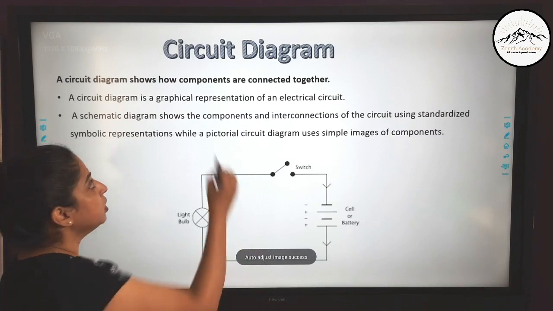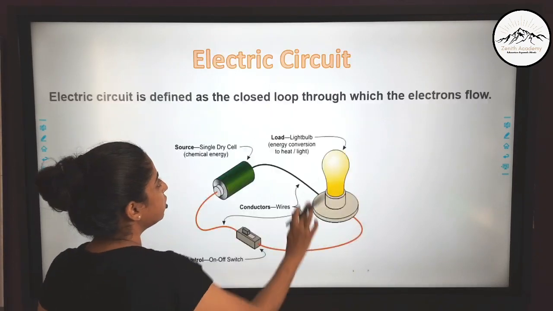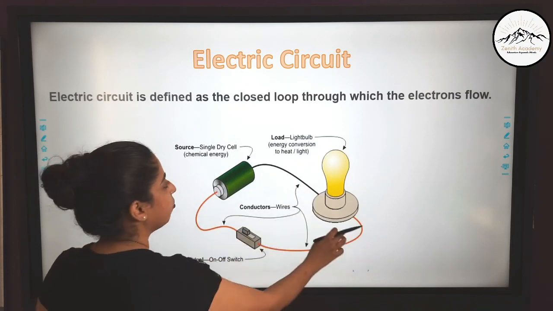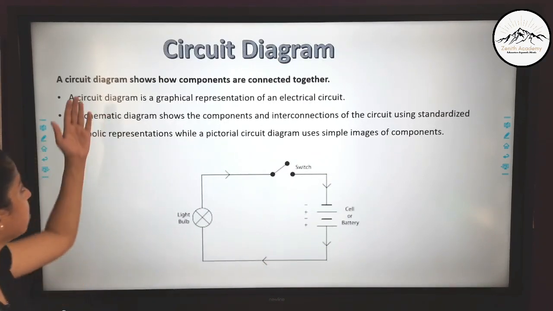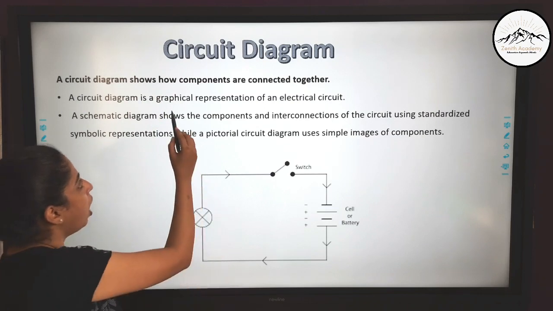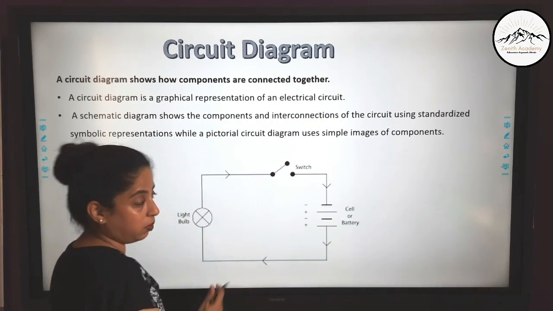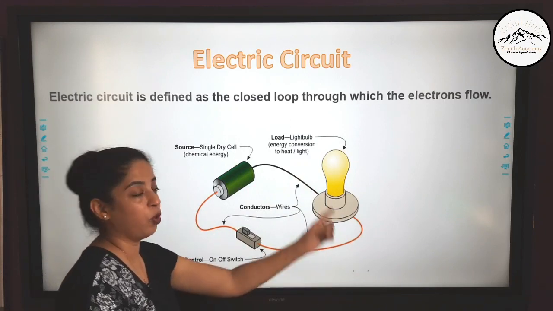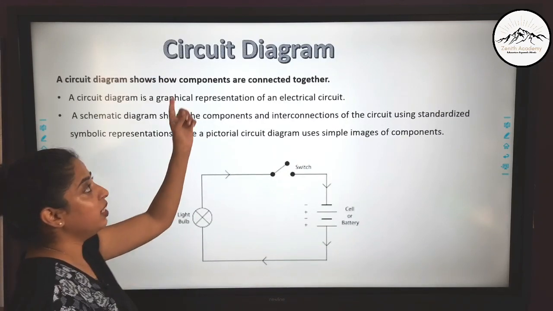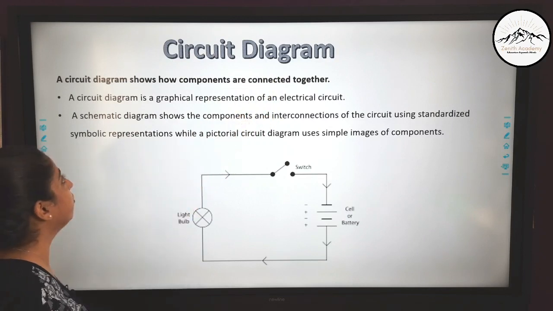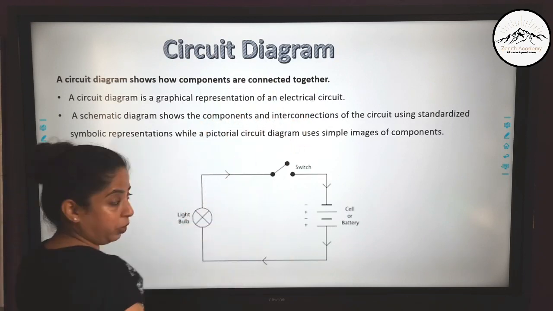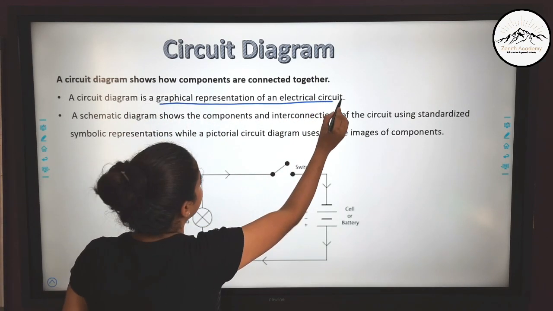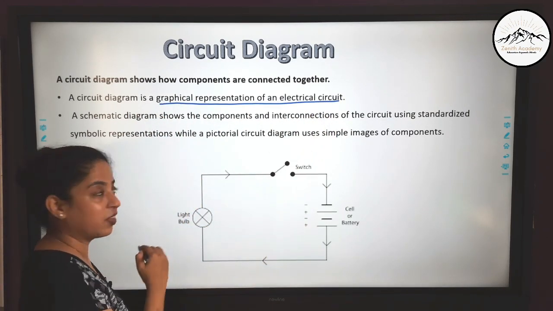So now what is a circuit diagram? We saw that this was an electric circuit. So now we have to represent it in the form of diagrams. So a circuit diagram shows how components are connected together. Now this is just a closed loop through which the current flows, and the diagram of the circuit will show how the components are connected together. So a circuit diagram is a graphical representation of an electric circuit. So it represents the electric circuit.